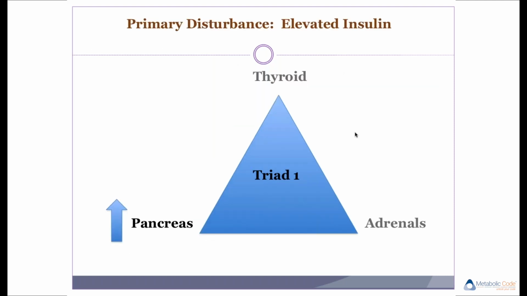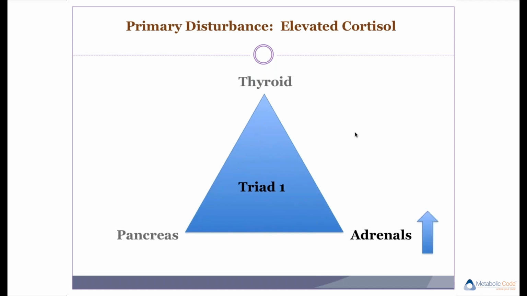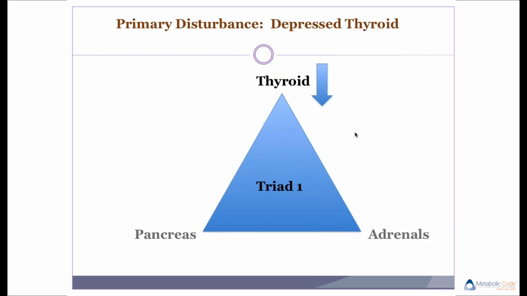Now, we can have, as a clinical presentation, a primary disturbance and a single elevation in insulin. So an individual who might just be eating too many carbohydrates, and so they're getting a little bit of blood sugar problem. Conversely, you can also have an individual who's just under acute stress, and there's no real impact on the other two features of this triad.